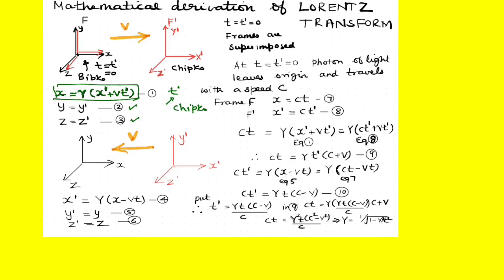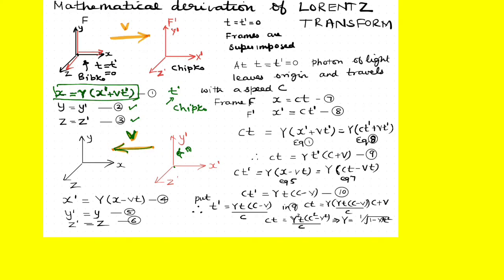Now, let us consider from Chipco's reference point of view, that is the red point. So from here, if you observe, what we would see is that the other frame is going towards the left with a velocity of v.